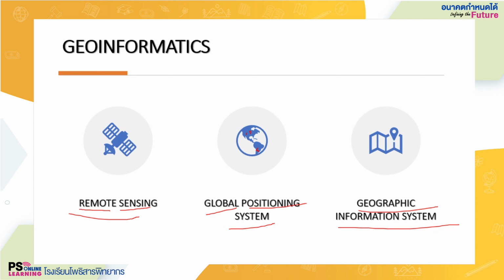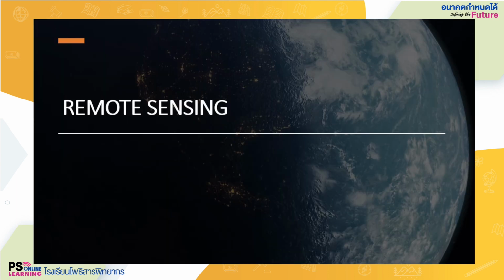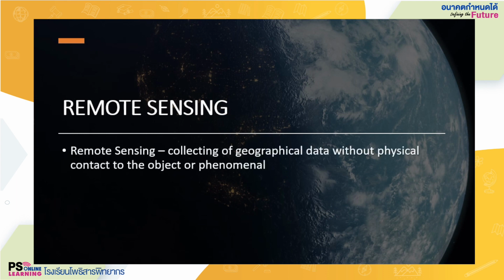So to go further, let's move on to number one, remote sensing. Remote sensing is the collecting of geographical data without physical contact. Which means you don't need to go and touch or have physical contact with the object or phenomena that you are trying to collect data about. You can simply do it from far away.